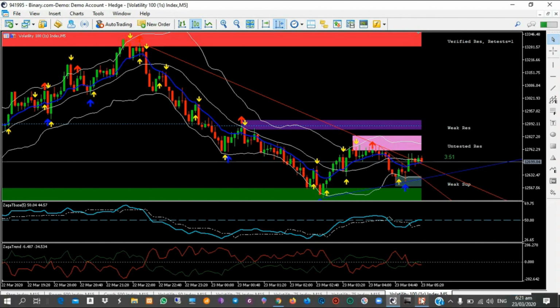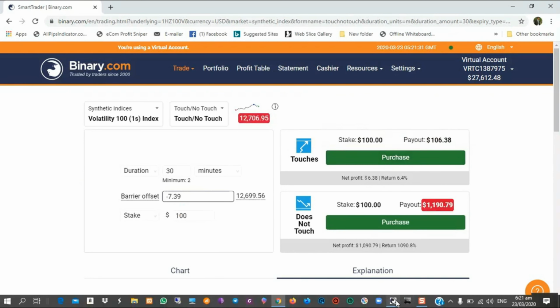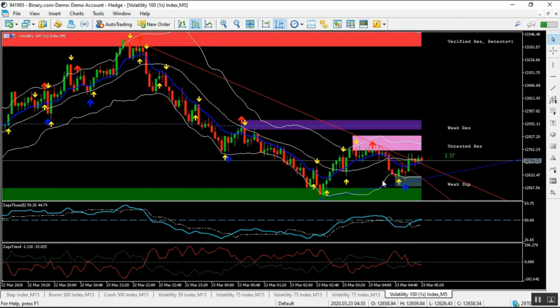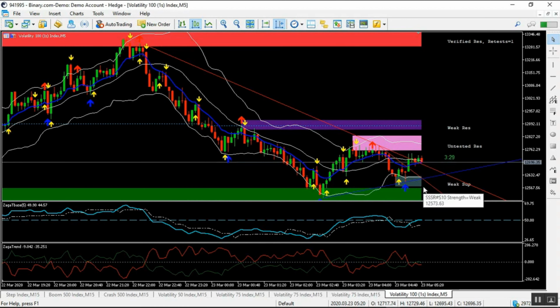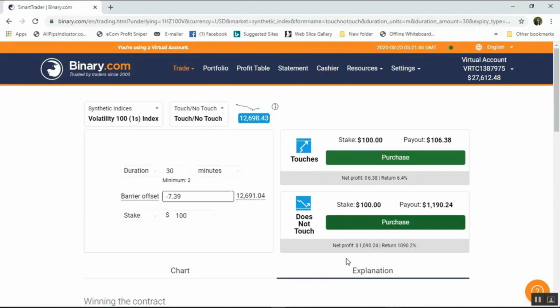Now, for a sell trade, for a sell or negative trend, when you move this to minus, now it's in a minus zone. This minus means when you purchase, the market is going to come down. It's going to come down and touch the below barrier offset. It's vice versa, guys, so don't get yourself confused. The market is going to come down and touch the barrier.